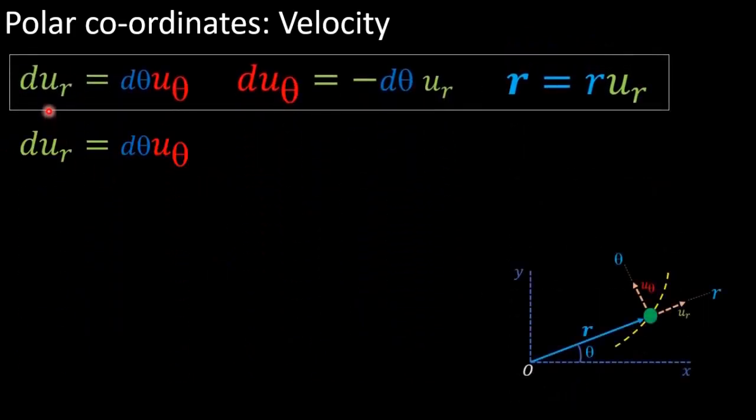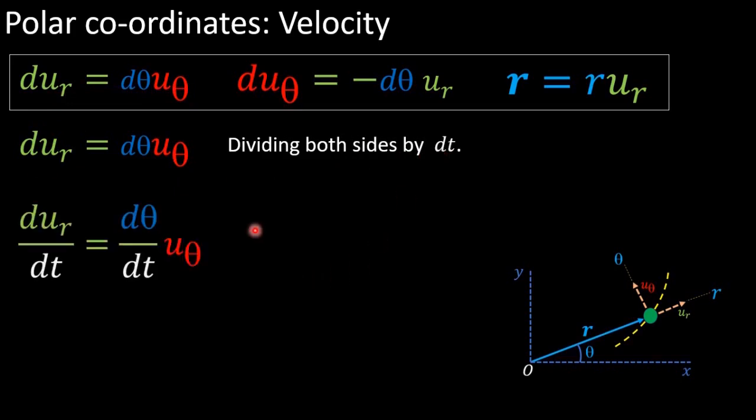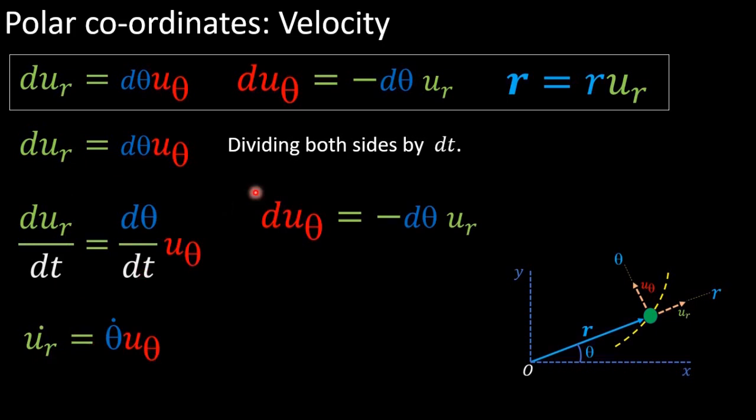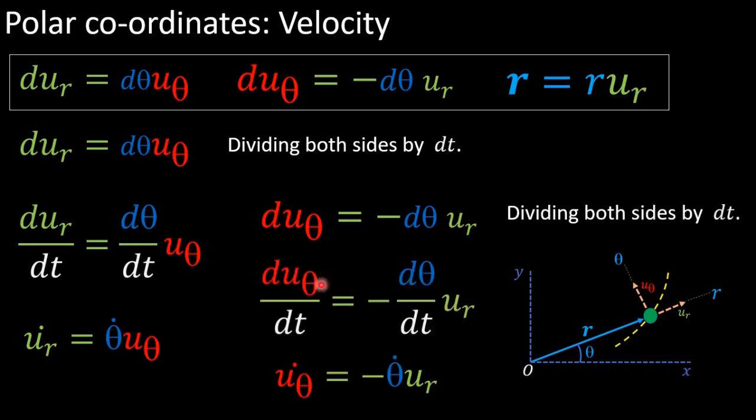Okay, so if we take du sub r equals d theta times u sub theta and we put that here, I'm going to divide both sides by dt to get our time derivative. Okay, so if I divide both sides by dt, I get this. So that means I can write that like this. So u sub r dot equals theta dot times u sub theta. And I can take this expression here, so du sub theta equals minus d theta times u sub r, divide both sides by dt, and I get this, and I can rewrite that as u sub theta dot equals minus theta dot times u sub r.